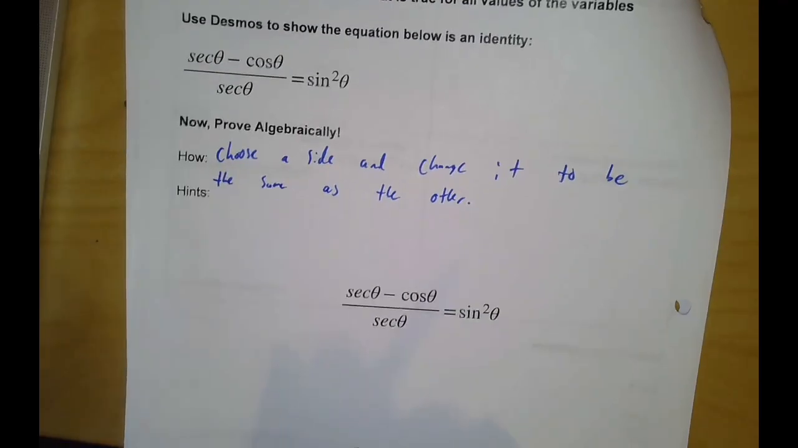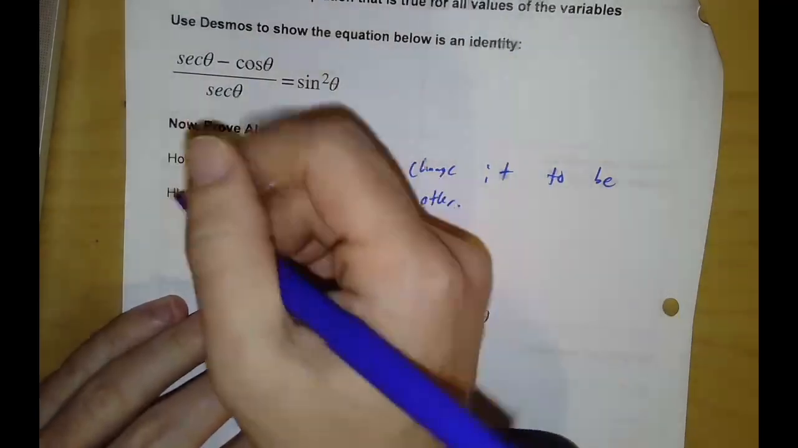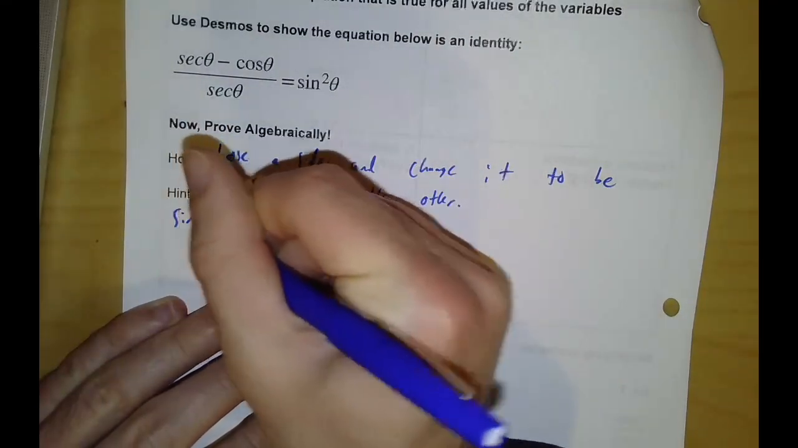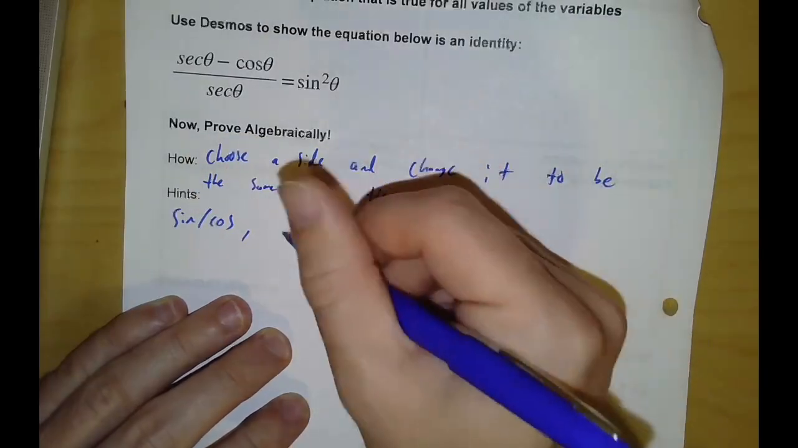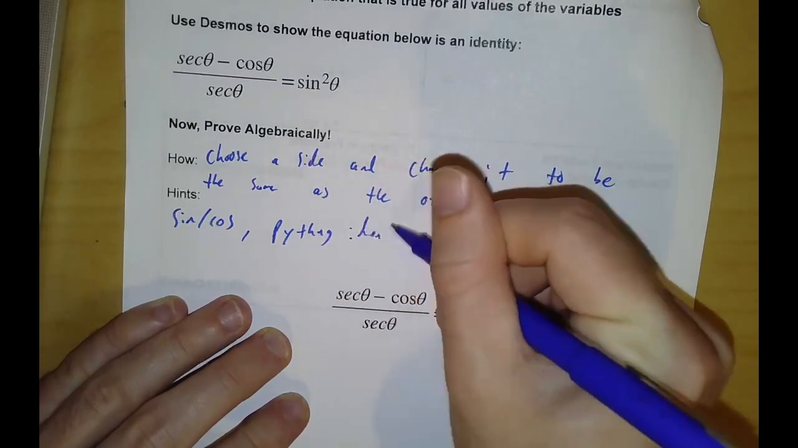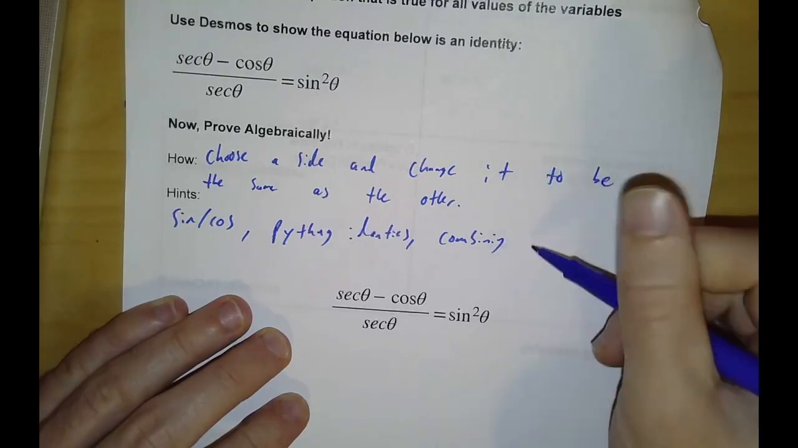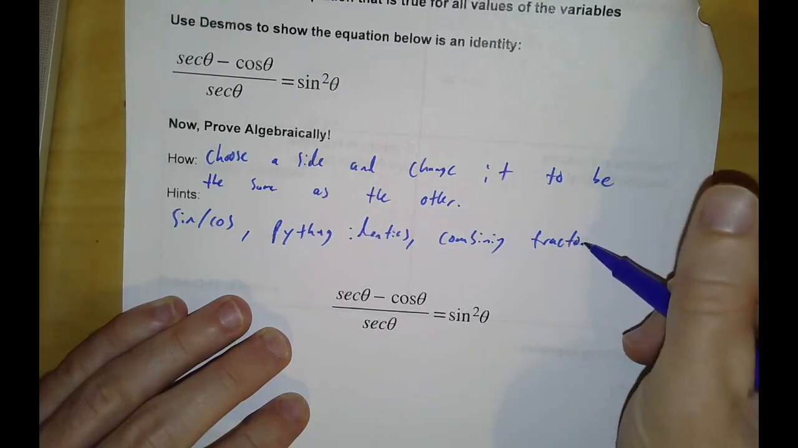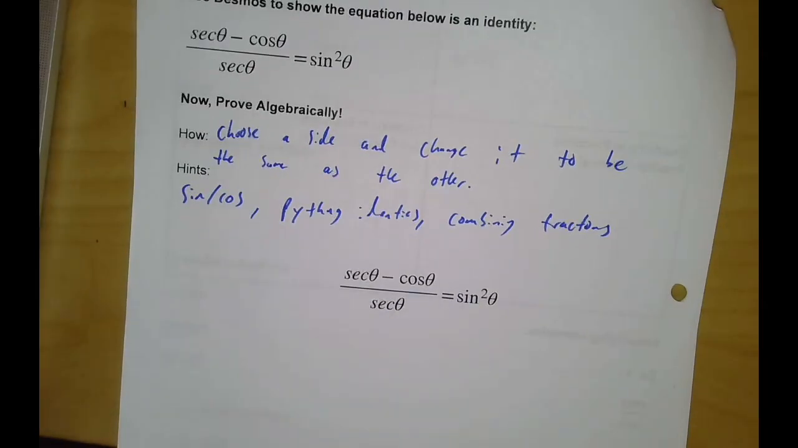So again, the general hints that you'll see are changing to sine and cosine, right? You want things to be in terms of sine and cosine often. You could be looking for Pythagorean identities. You could be combining fractions. Okay, these are the common things that we do to prove.